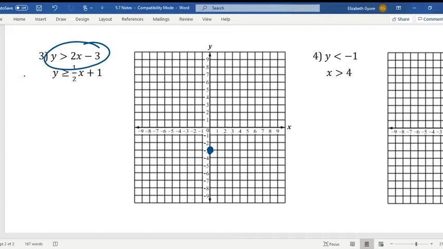Jaden, how is this going so far? Because I know you weren't here last class. Okay. All right, so now we need our slope. Remember, our slope is whatever's in front of our x. Mason, what's our slope?